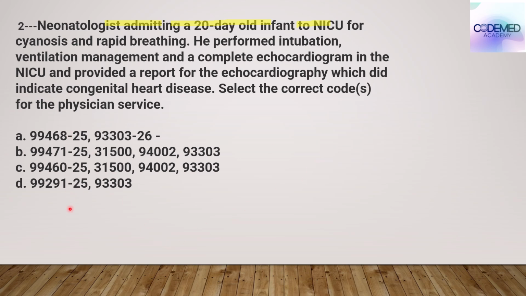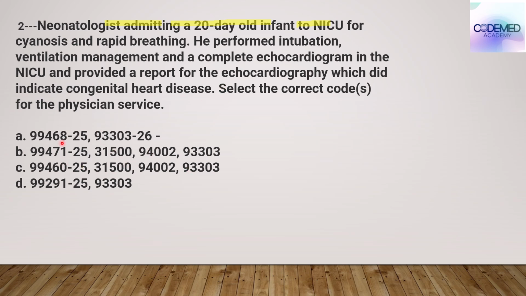Now we have this code 99291. It is the code for the outpatient all ages. Our case is an inpatient. So we'll be concentrating on A and B. 99460, it is for the ambulance or the transport service. So in between A and B, we have to see the codes.